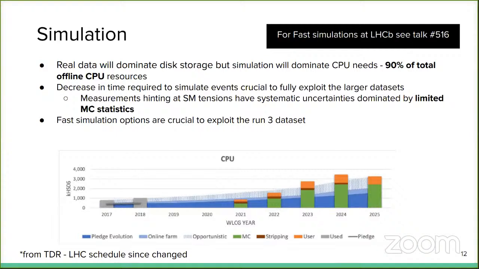So moving a little bit further down the analysis chain, obviously real data dominates our disk storage, but simulation dominates our CPU needs. And in fact, it takes 90% of our total offline CPU resources. So decreasing the time required to simulate our Monte Carlo is crucial if we're going to fully exploit the larger data sets in the upgrade. And indeed, we already have measurements that hint at Standard Model tensions, having systematic uncertainties that are dominated by our limited simulation statistics. So fast simulations are obviously crucial for us in Run 3.